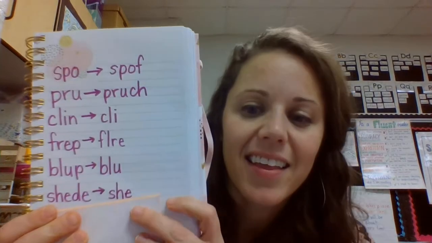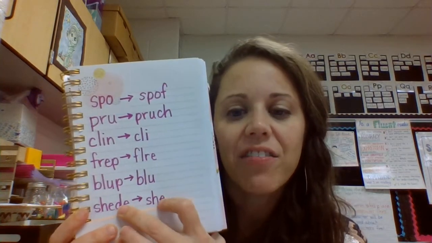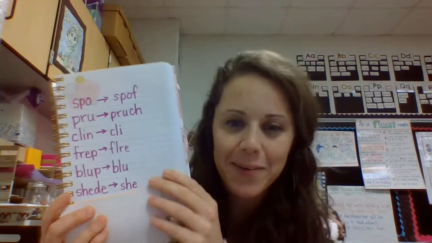Can you change it to a different syllable type? You could make it open or closed. I'm going to make mine. Tell me what you think it is. Open. She. Just take off the E and the D and open that syllable right up.